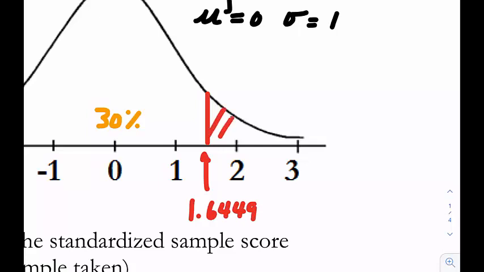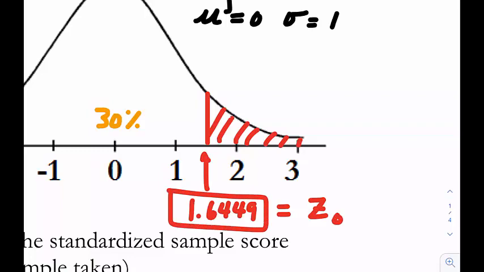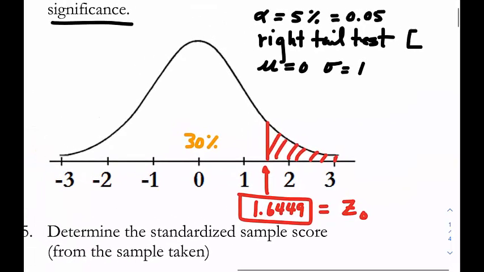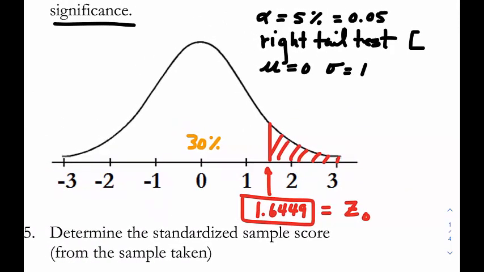Right tail pointing to the right, and that right side represents our 5%. Any point standardized past that point will show significance. So this will be equal to Z0. That's our answer for step 3, 1.6449. Now it's done for step 3.